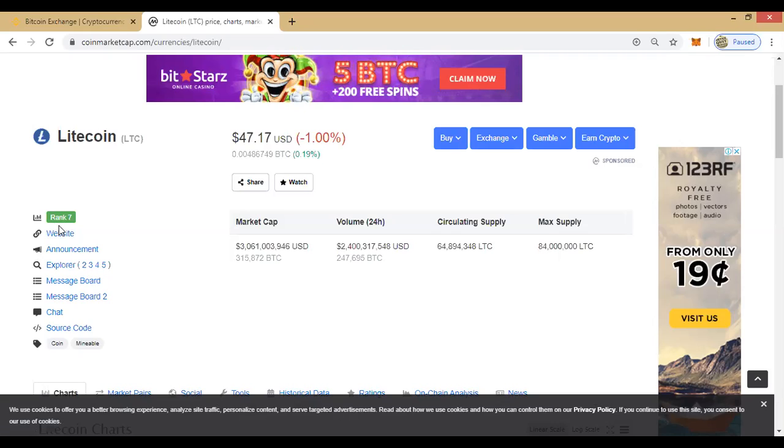Litecoin on its own is the number seven coin. The rank is number seven. If you equally want to know more about Litecoin, you can as well visit the websites or the announcement pages or their social media platforms or channels.